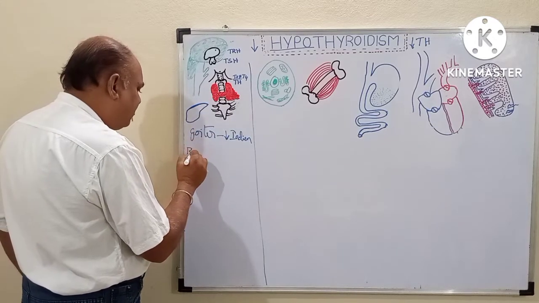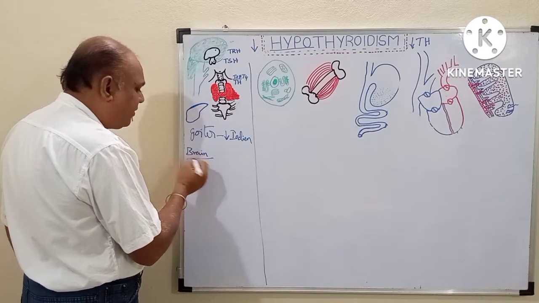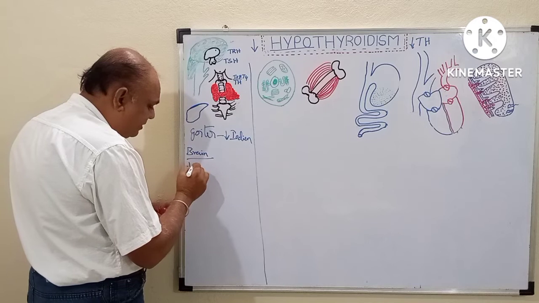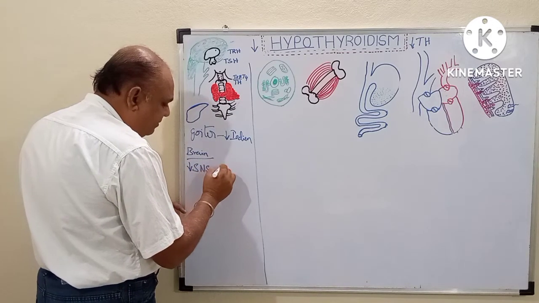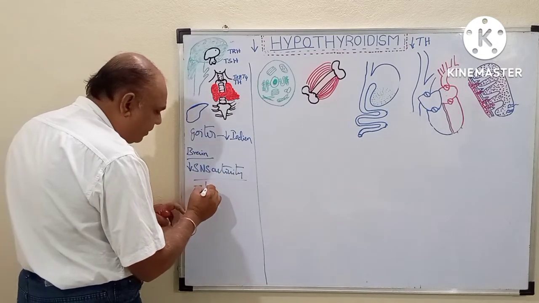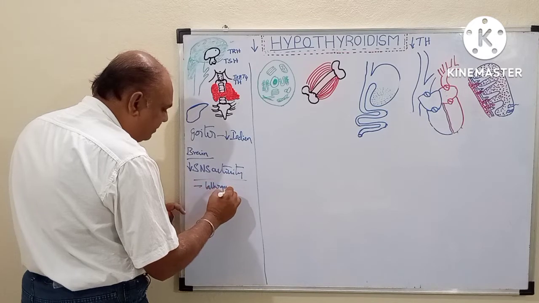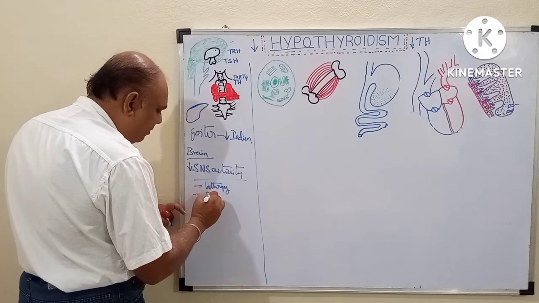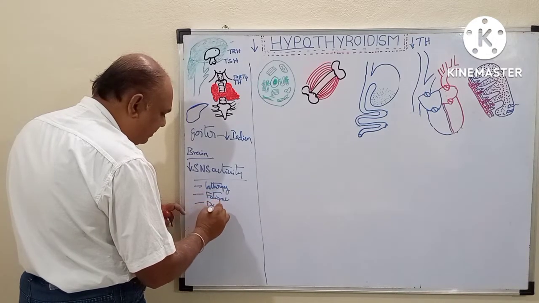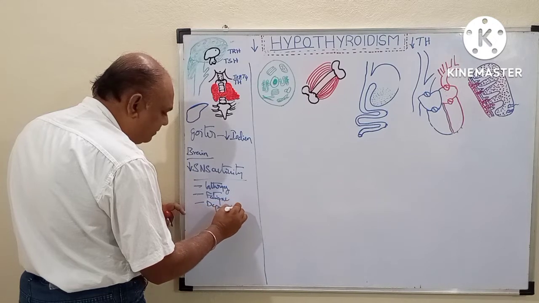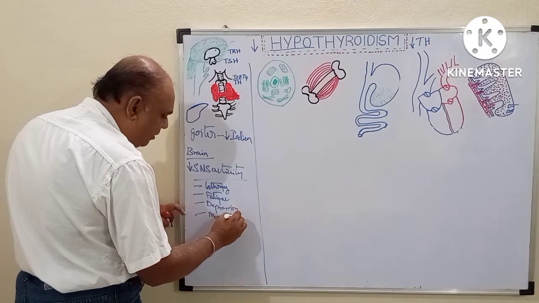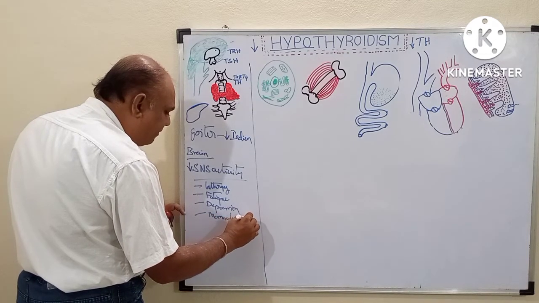Now, we see how exactly low thyroid hormone levels will affect the brain. It decreases the sympathetic nervous system activity, which leads to lethargy, fatigue, depression, and memory loss or memory deficiency.